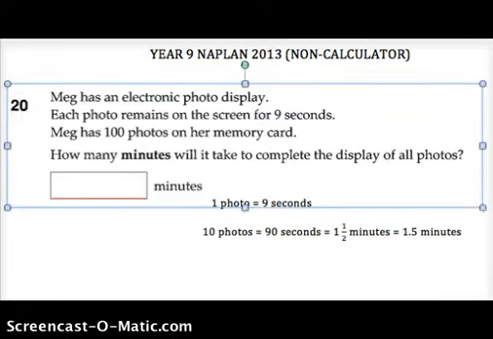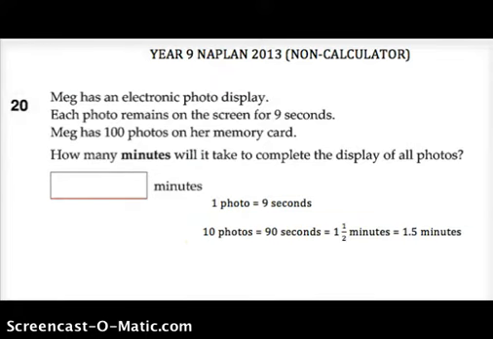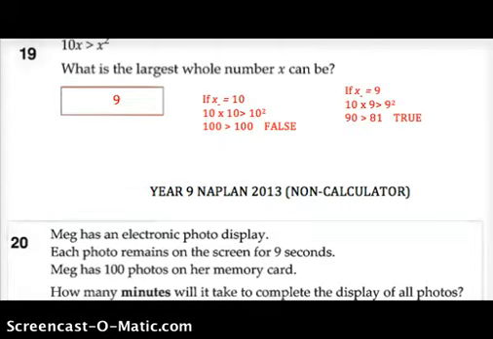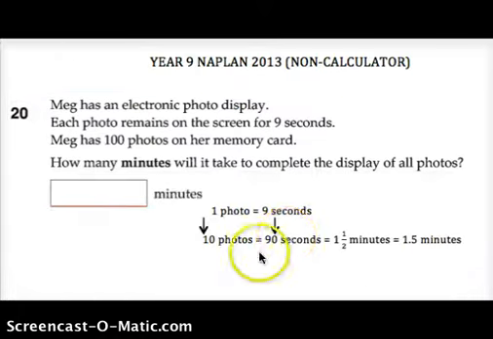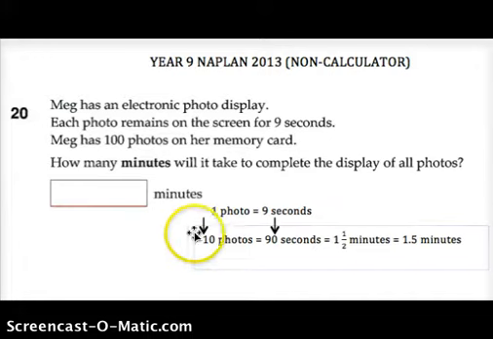So if one photo takes 9 seconds, then 10 photos should take 90 seconds, because to go from 1 to 10 we times by 10, and so we do 9 times 10. So 10 photos will take 90 seconds. Now 90 seconds is more than a minute, because 60 seconds is 1 minute and the other 30 seconds will be half a minute. So 90 seconds is actually 1.5 minutes, which I can write as a decimal. Now the question is to work out how long it takes to display 100 photos.